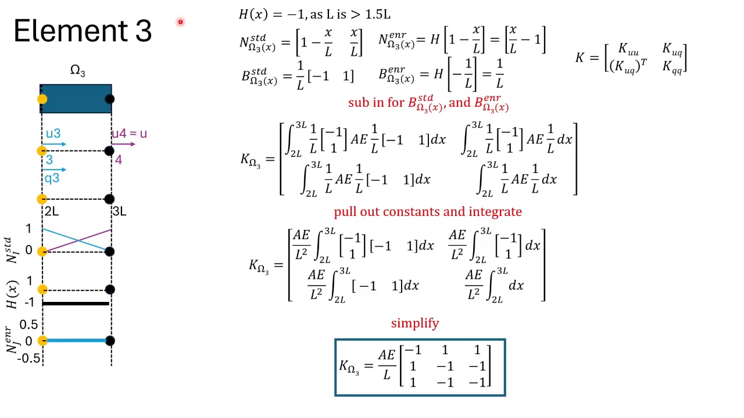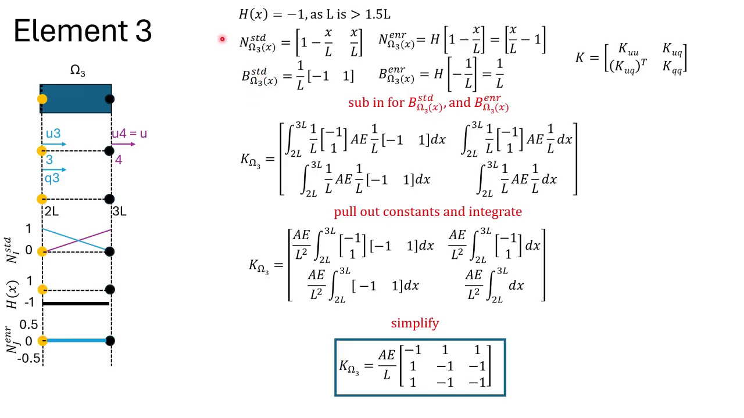So we're going to jump to element 3 because it is very similar to element 1. The biggest difference here is that we have the Heaviside function equal to -1 because we're past our discontinuity here, and x is greater than 1.5 L.